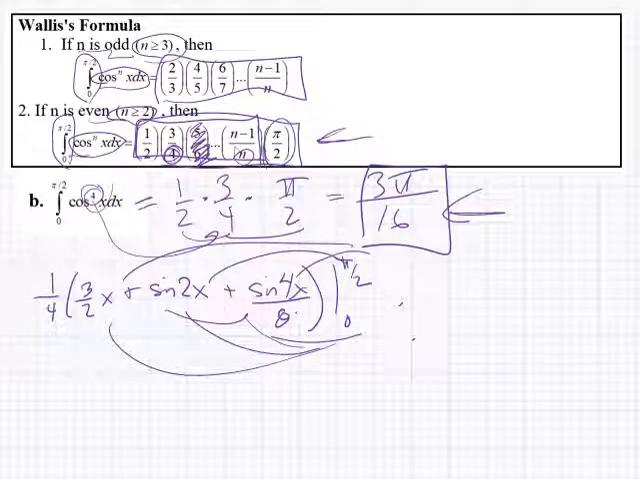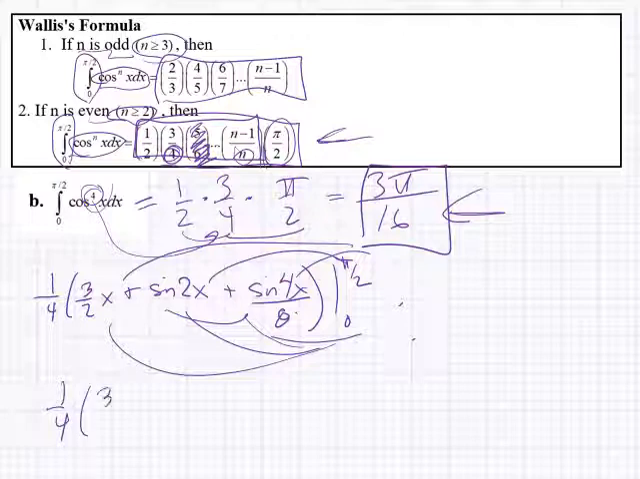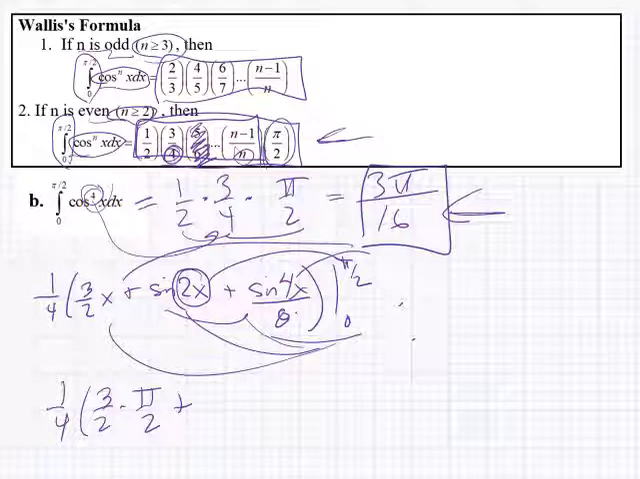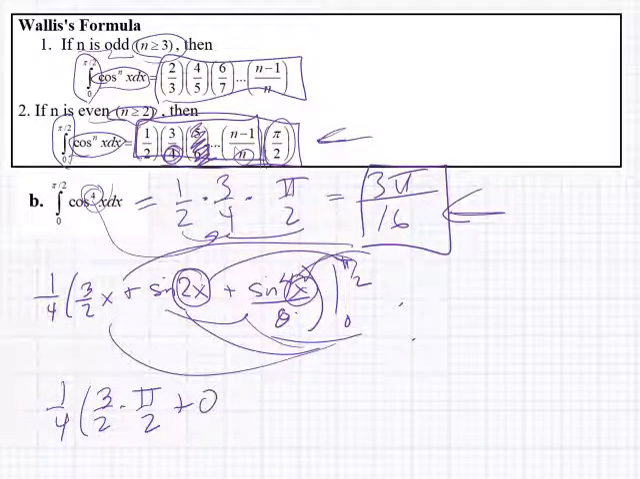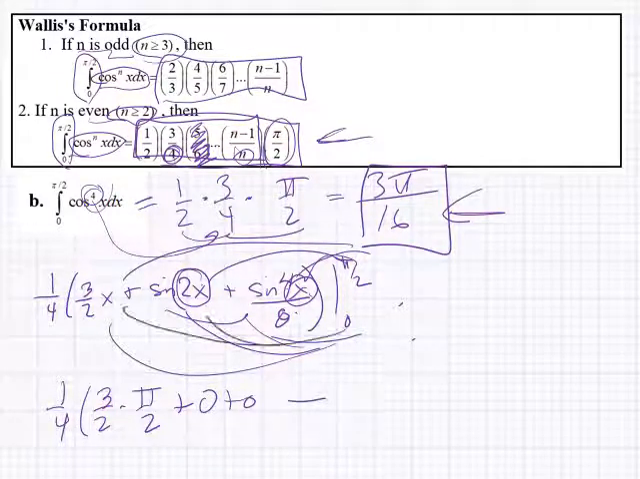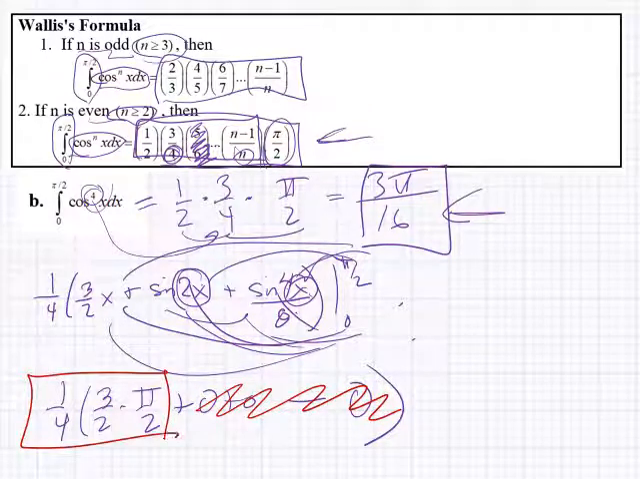So if we plug pi halves in, we're going to get the 1/4 times 3/2 times pi halves plus sine of pi halves, or 2 times pi halves is pi, and sine of pi would be 0. If I plug pi halves in here, 4 times pi halves is 2 pi, sine of 2 pi is 0. Minus, if I plug in 0 here, here, and here, same deal, 0 across the board. So if you look at all these zeros, what do you really end up with? What we had here, and we get this answer.